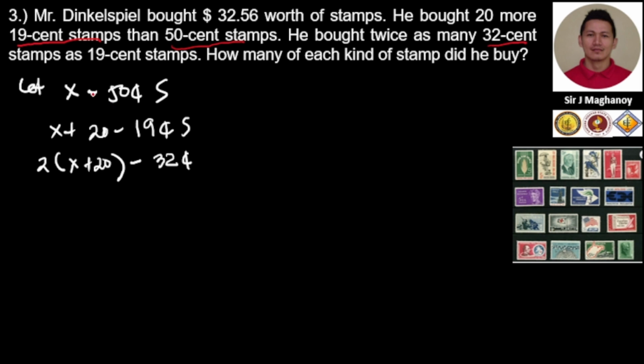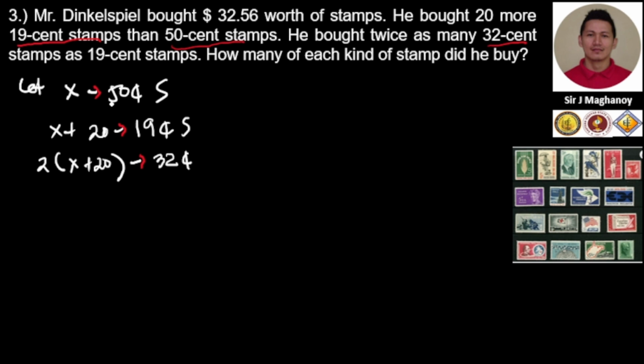So we have our three variables: the 50-cent stamps, the 19-cent stamps, and the 32-cent stamps. Based on the statement, the worth of the stamps is 32.56 US dollars. So the summation of these variables is 32.56 US dollars. Okay, let's solve.